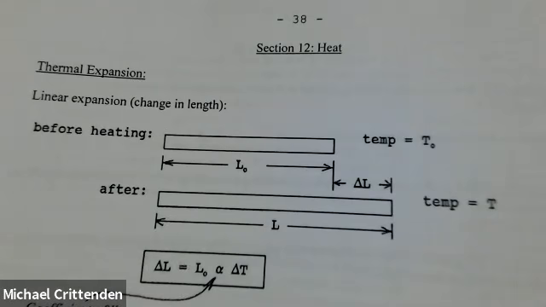Bridges, for example, have expansion joints in them because the bridge is going to get larger and smaller as the temperature changes with the weather.